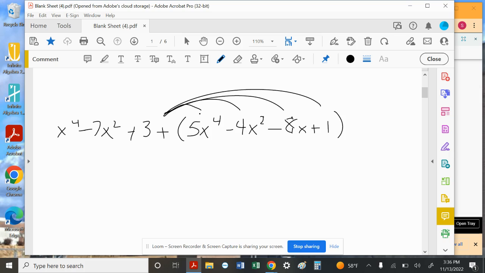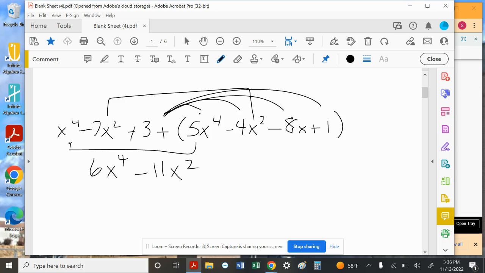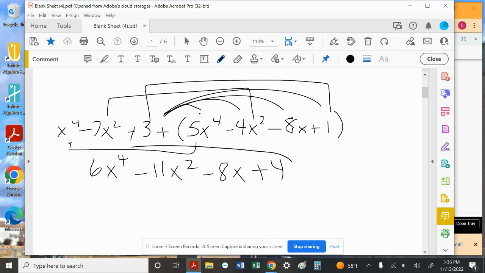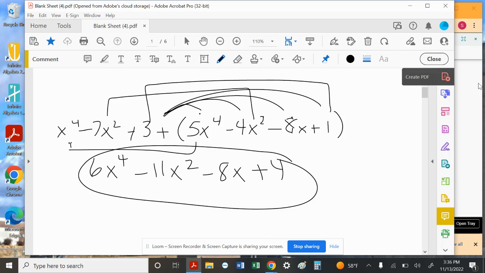Now, of course, had this been a negative here instead of a positive, we would have had to distribute it through first. But we're just going to go ahead and start combining like terms. I can see those two are like terms. So I have a 1x to the fourth and a 5x to the fourth. That gives me 6x to the fourth. I then have negative 11x squared. I then have a negative 8x, not combining with anything else. And then I have this positive 4. So my answer would be this one right here.